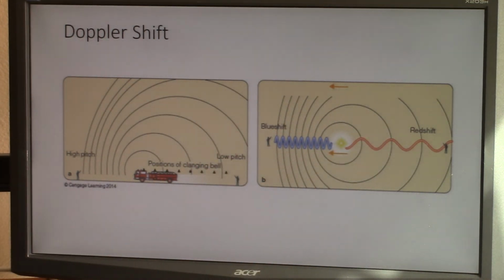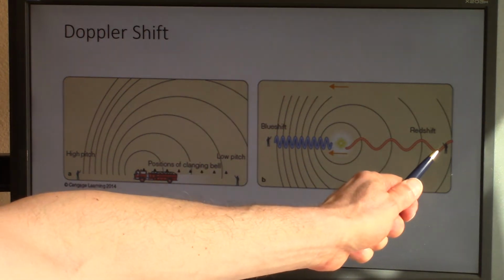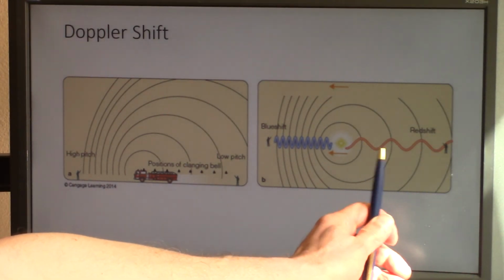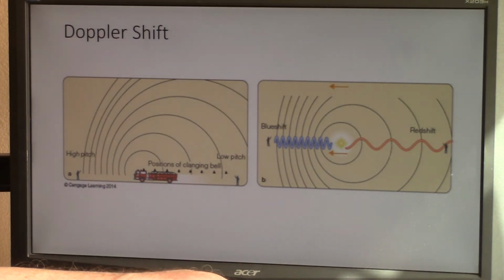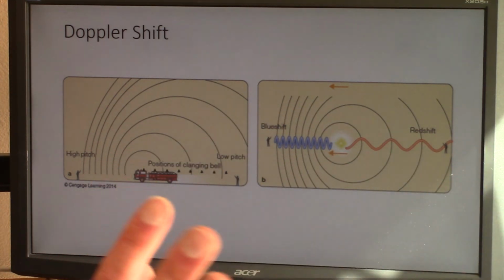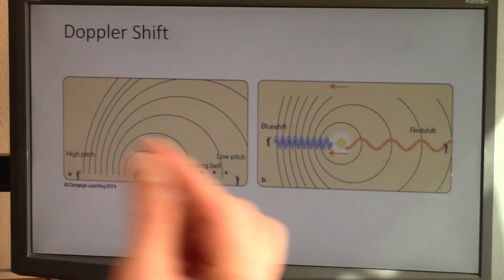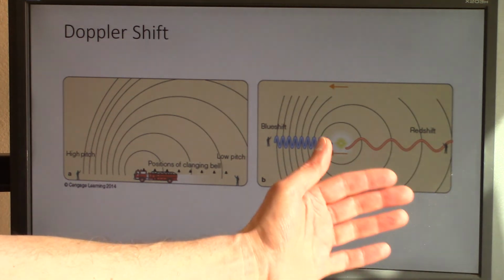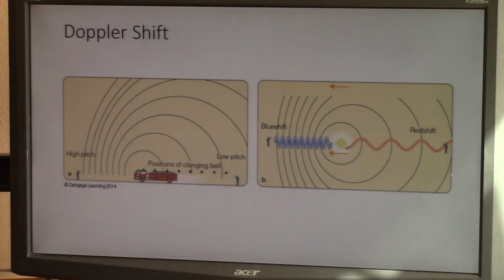It's just nomenclature. And say if this is Earth and there's a star moving away from Earth, well now those wavelengths get stretched out and they get longer. Red is the longest wavelength we can see with our eyes, so we call that red shifted. It's gotten longer.